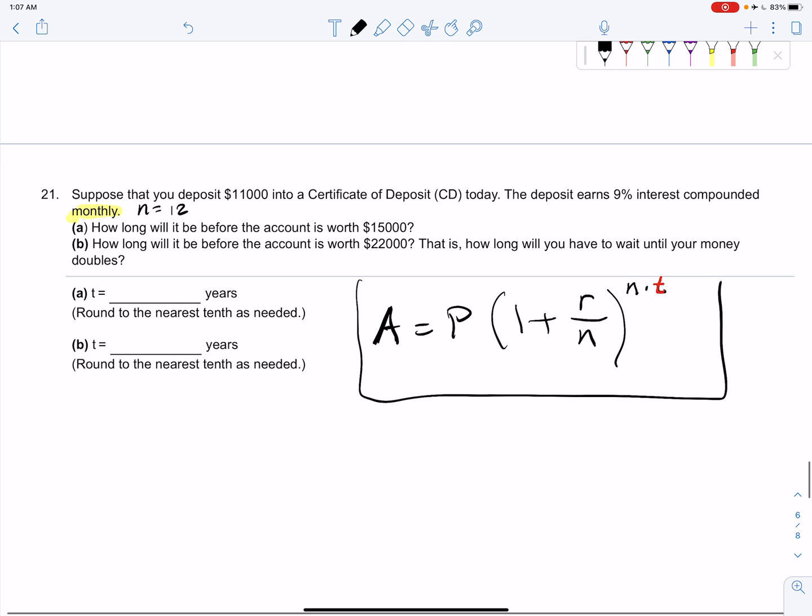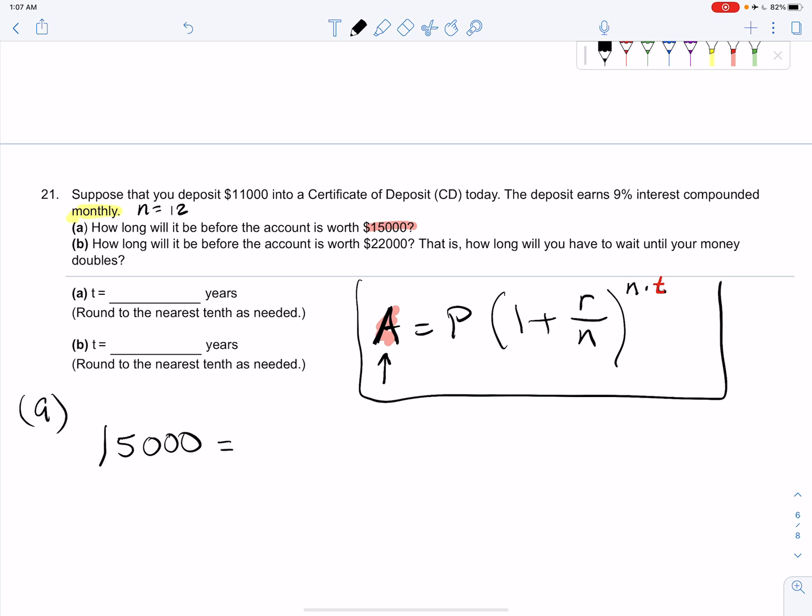What are they asking here? I better read it. Suppose that you deposit $11,000 into a CD today. The deposit earns 9% interest compounded monthly, so n is 12. Part A: How long will it be before the account is worth $15,000? Well, that is the future value of your investment. A is the accumulation of money. So that's the 15. 15 just goes right in for A in this case, okay? So we're going to put that in. We're going to say 15,000 is what we're saving towards, right?